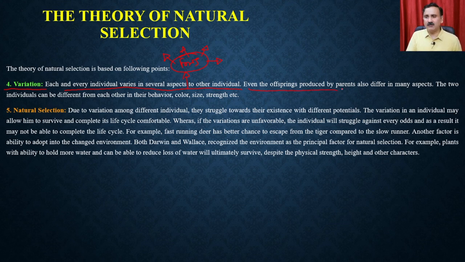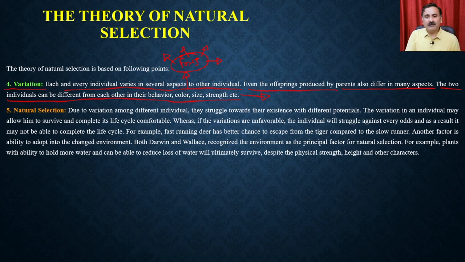Even the offspring produced by the parents also differ in their aspects. Two individuals can be different from each other in their behavior, color, size and strength, right? You might have seen that you and your brother or your sister may not be identical, right? They are different from each other from the beginning itself, by birth. They are different in terms of their intelligence. They are different in terms of their different types of skills. Your sister could be very good in drawing. Your brother could be very good in cricketing. You might be very good in hockey and so on.